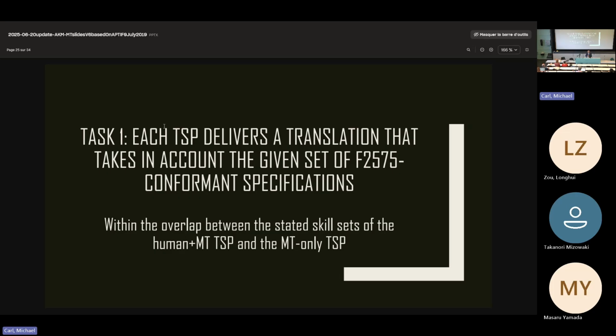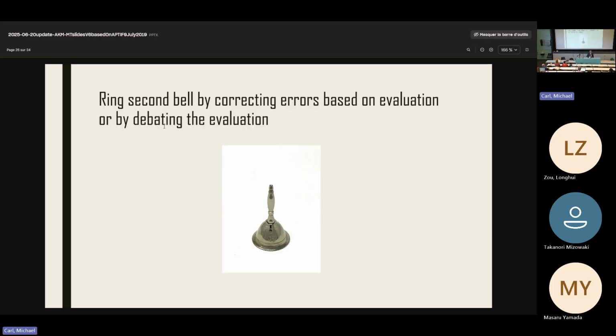No human interaction at all. You talk with the project manager, who is a machine. The project manager gives the translation to another machine or to itself, comes back, interacts with the requester. No human whatsoever. And you have to decide whether it's hybrid or all machine, fully automatic. The second bell involves correcting errors.